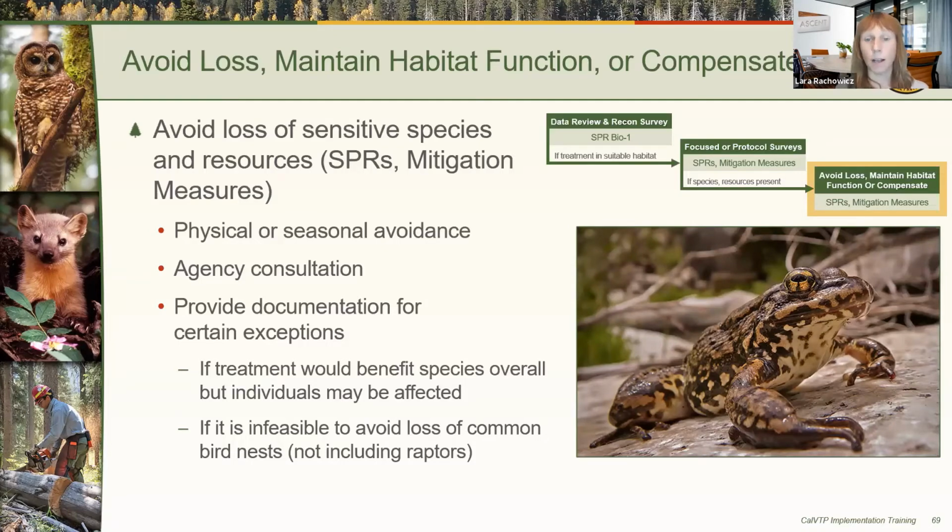To avoid loss, SPRs and mitigation measures contain requirements for physically or seasonally avoiding individuals, nests or dens, host plants, or sensitive habitat types, depending on which resource is being protected, while still meeting vegetation treatment objectives. For special status species, the tiered mitigation strategy provides measures based on the status of the species.